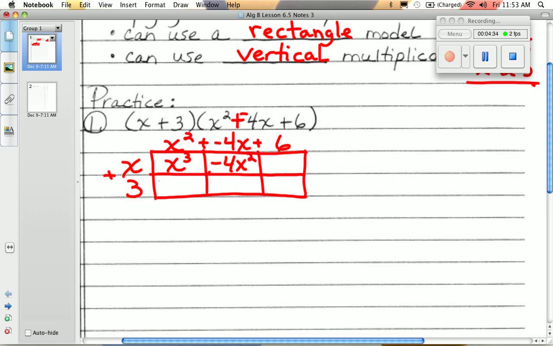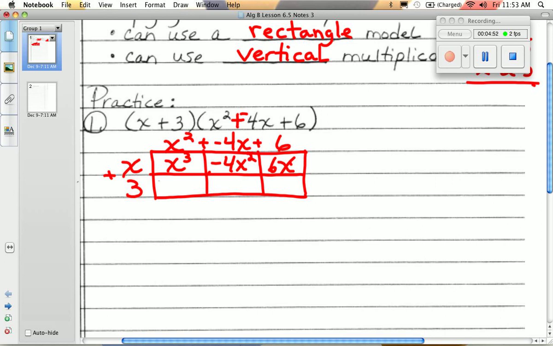What's the width of this rectangle? X. What's its length? 6. So what's its area? 6x. Okay, now we move down to our next row of rectangles.